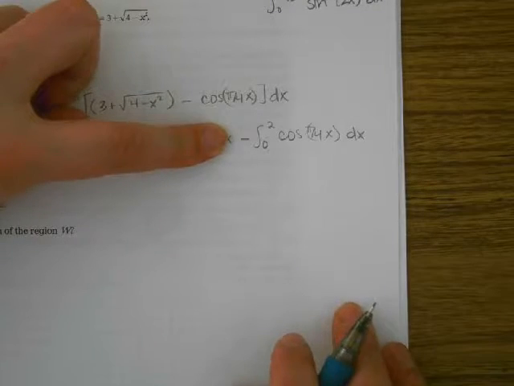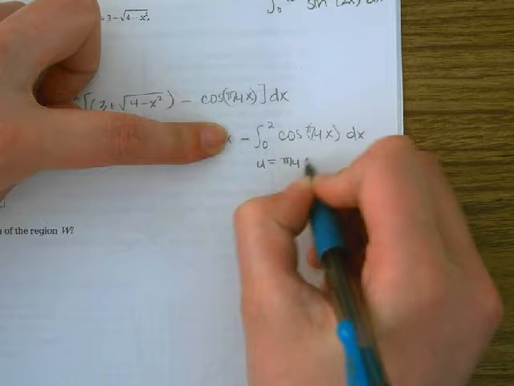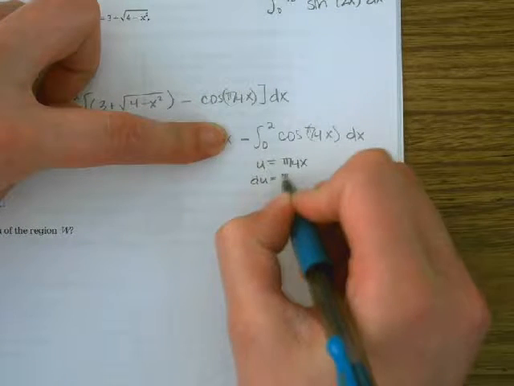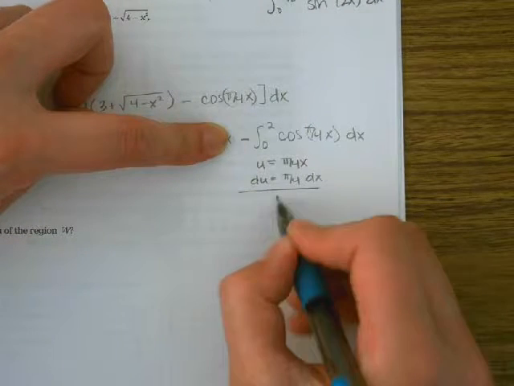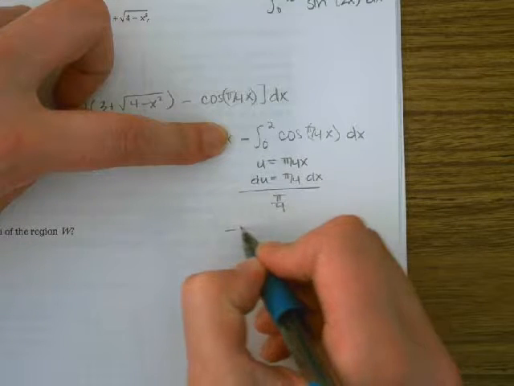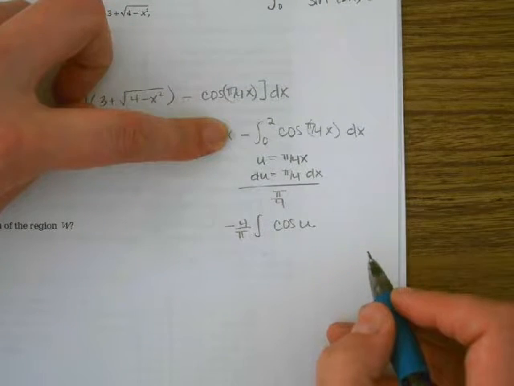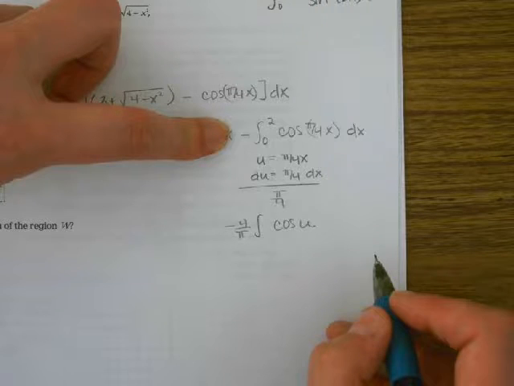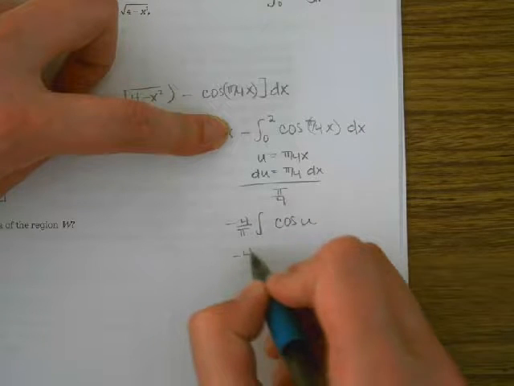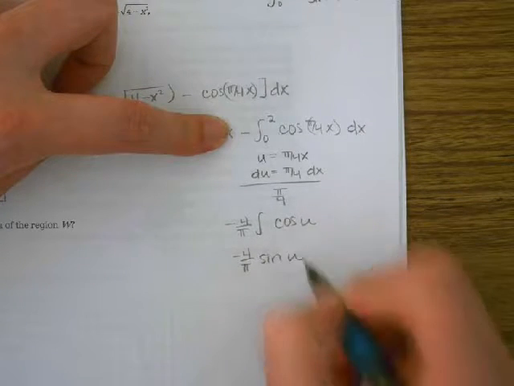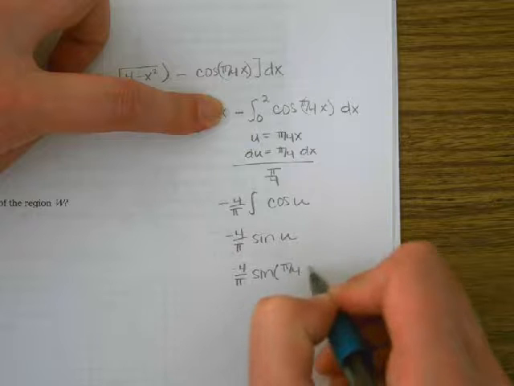So I took this one because I knew how to integrate that one, and this really is u substitution. So I said u is pi fourths x, du is pi fourths dx, and we don't have a pi fourths sitting in the front, so we've got to bring it out. So that means I've got negative 4 over pi, and then cos u, and the integral of cos is just sine. So that's sine of pi fourths x.